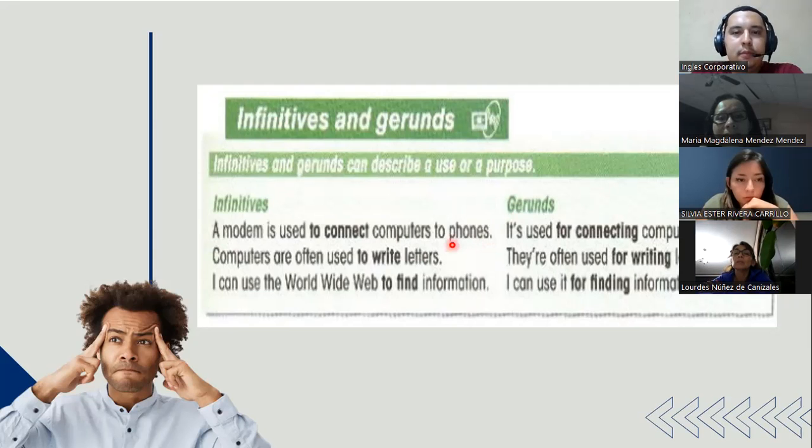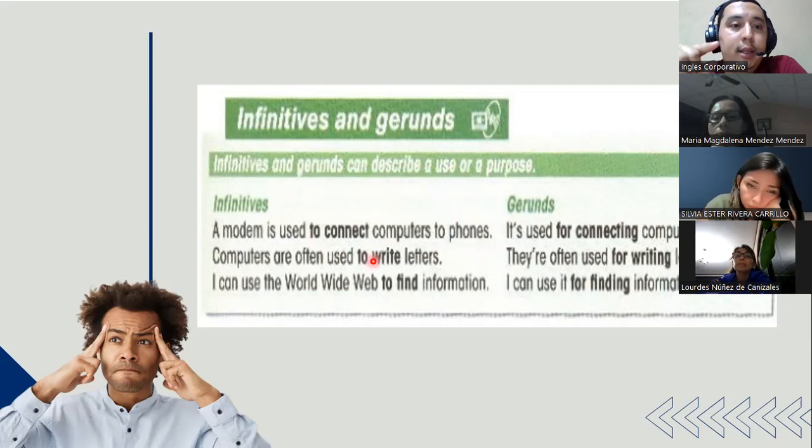The gerund, add ing. The infinitive, the same, the verb. If you heard Maria Magdalena, she was telling us the differences she was observing in those exercises. In the infinitive, we have the preposition to plus the verb in the simple form. This is what we call infinitive, the preposition to with the simple form of the verb, to connect. It is simple like that.